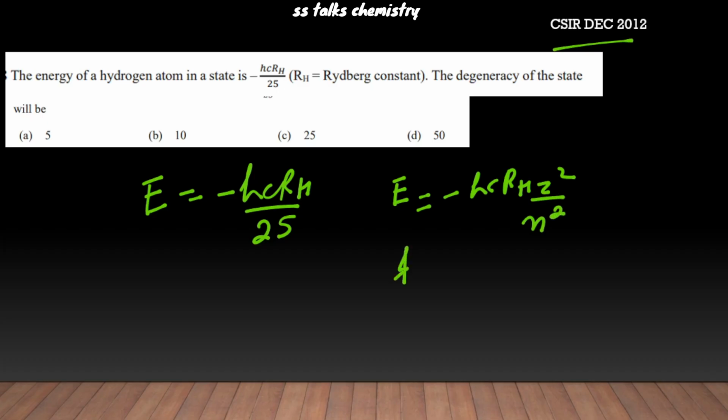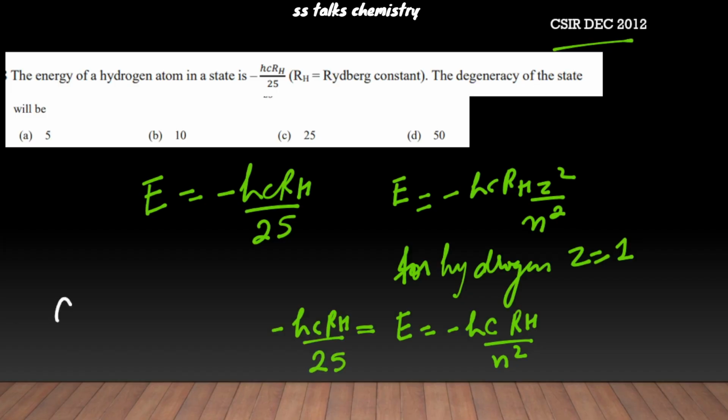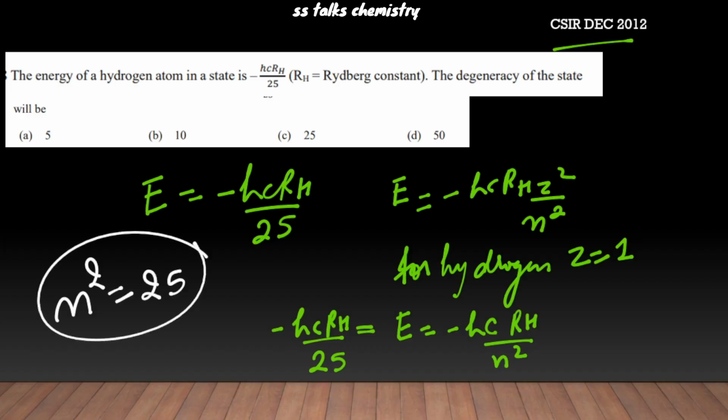Now for the hydrogen atom, the Z value is 1, and n we have to find, because n² will give us the degeneracy. So it becomes minus hcR_H upon n². This is equal to the given one, which is minus hcR_H upon 25. From correlating both of these, we get that n² is equal to 25, right? So this n² is nothing but the degeneracy, which is denoted with G.